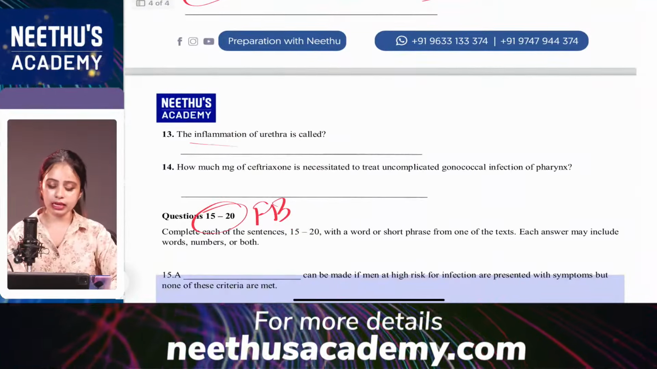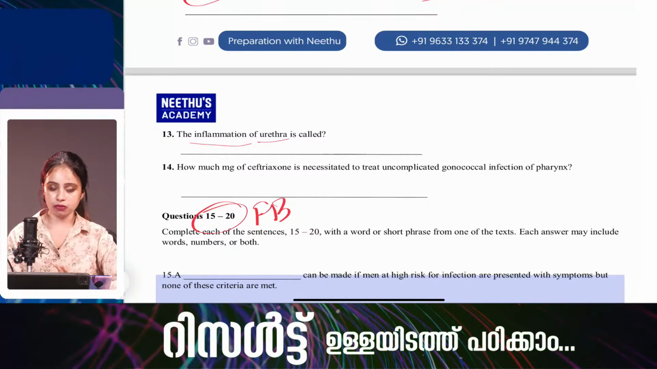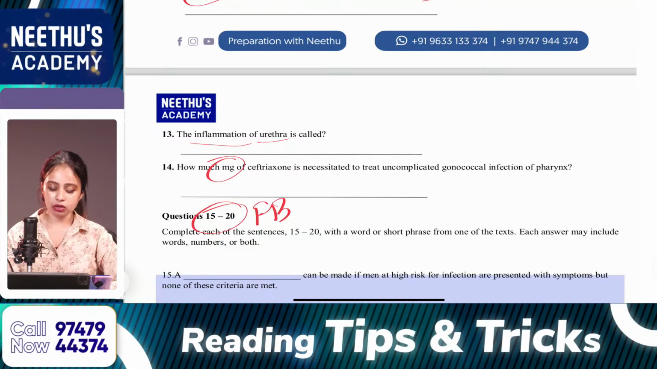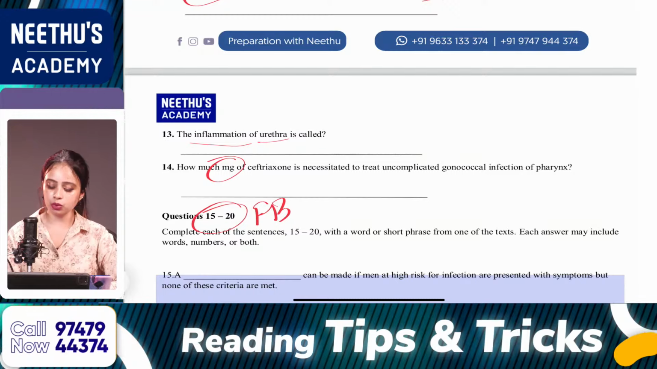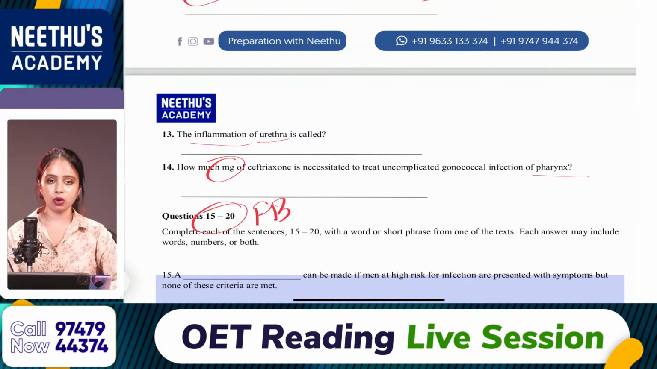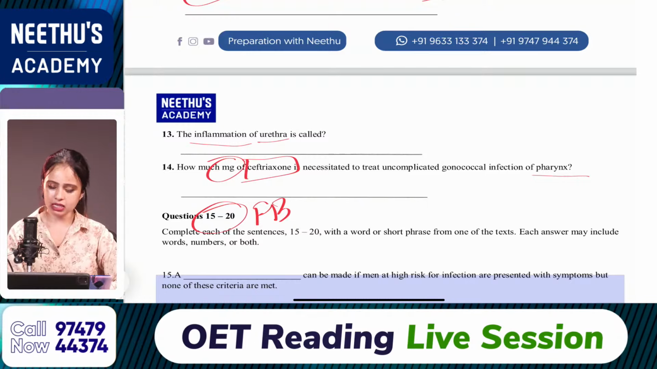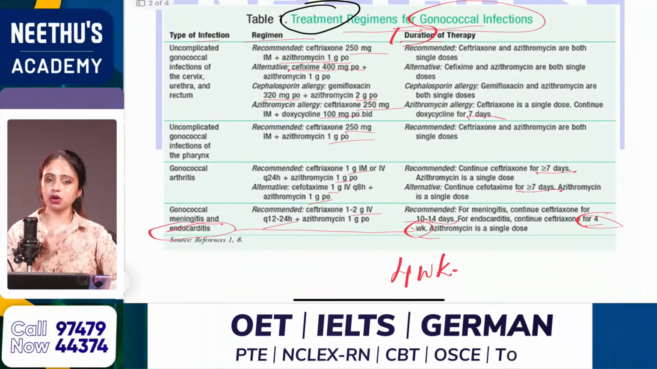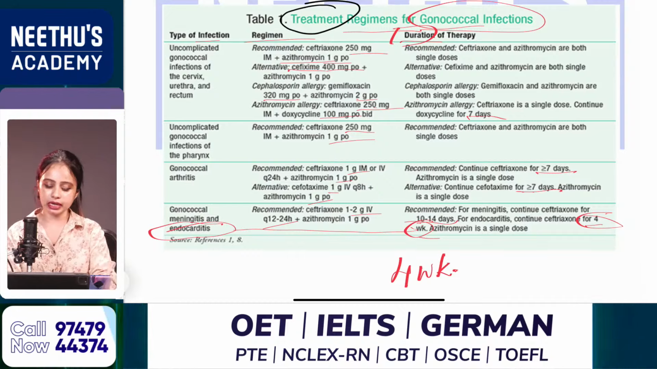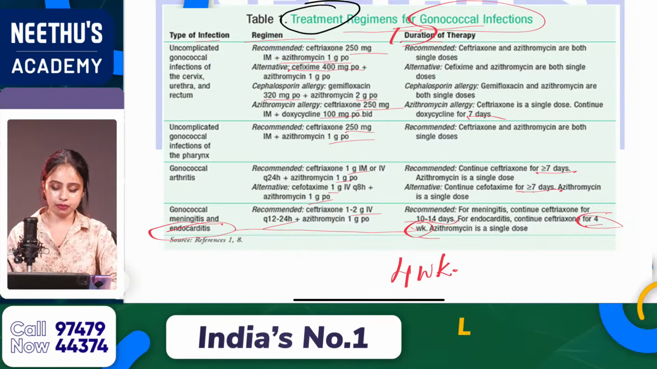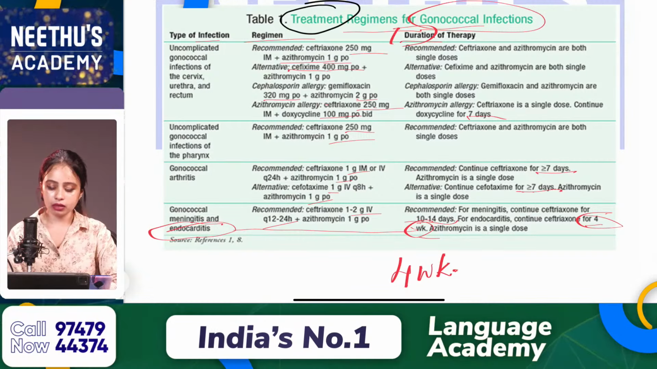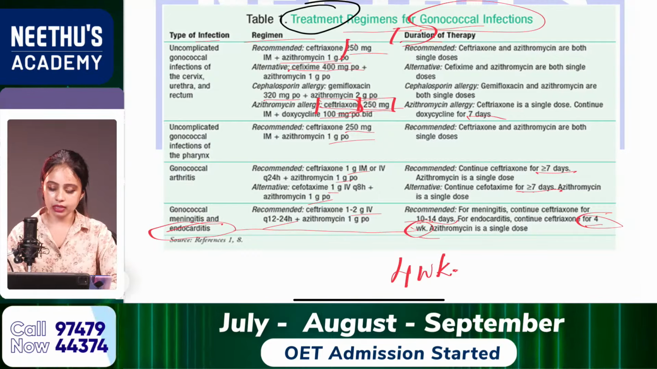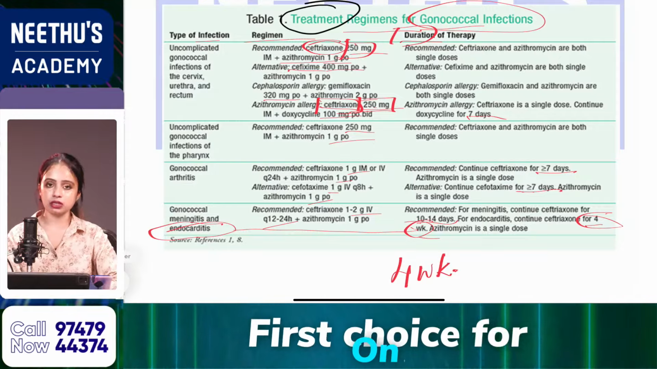Then the last one. How much mg? So they need that number. How much mg of ceftriaxone is necessitated to treat uncomplicated gonococcal infection of the pharynx? Ceftriaxone is the name of the medicine here. How much mg? That regimen, that measurement, is mentioned in text D. The medicine is 250 mg recommended. So the answer is 250 mg.